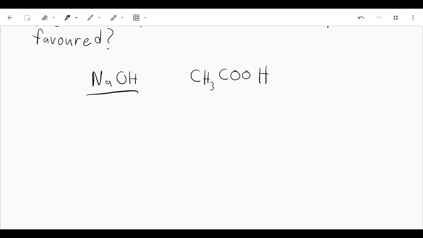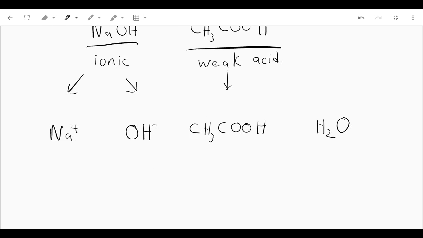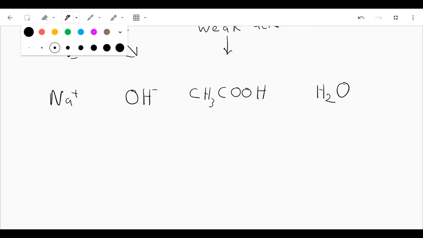Now we see that this is an ionic compound, our sodium hydroxide, and this is a weak acid. With an ionic compound, we're going to break it down into its cation and anion. So that's Na+ and OH-. With a weak acid, we are going to leave them together. Because this is a solution too, because acids and bases have to be in solution, we need to include water as well. So these are the species that we are dealing with here.